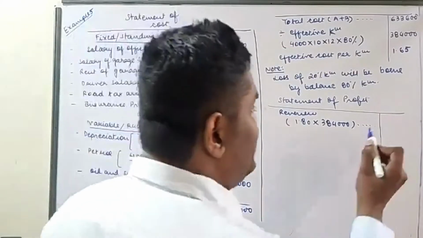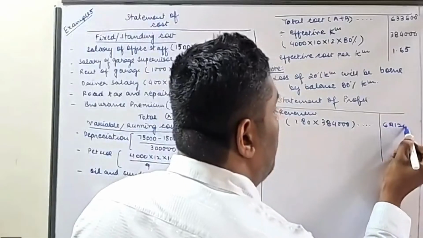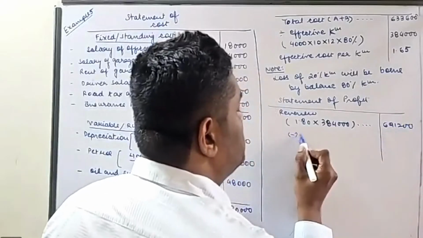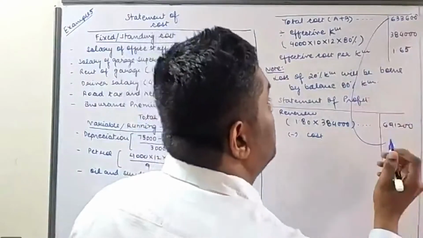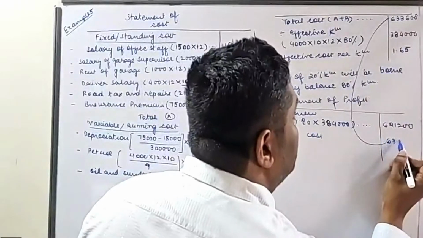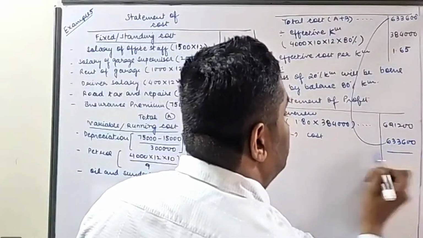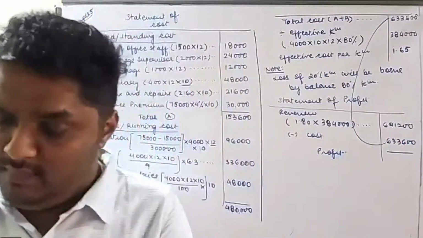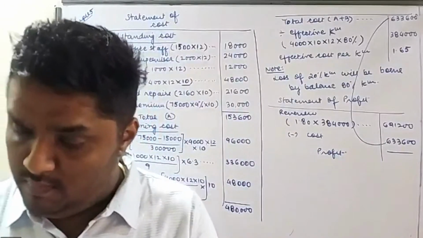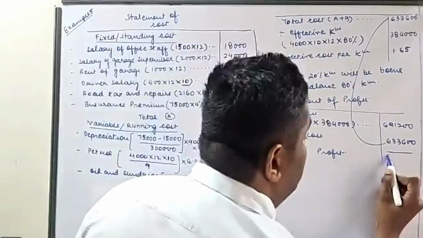So this will be 691,200 minus the cost. Cost we have already calculated, that is 633,600. So my profit will be 57,600.